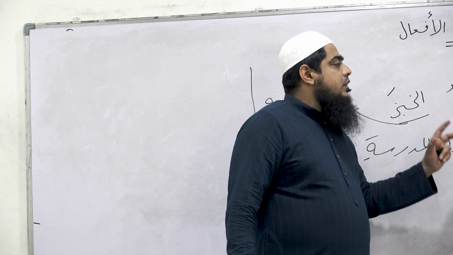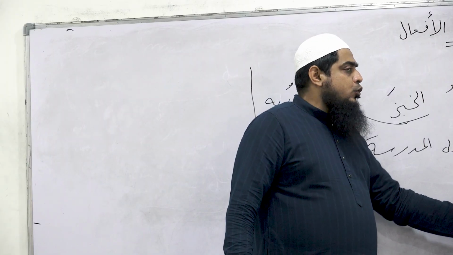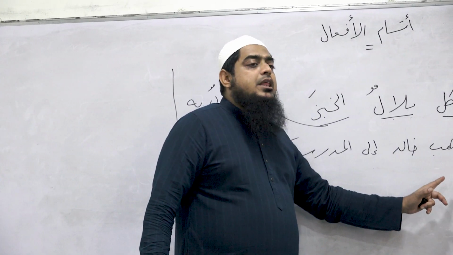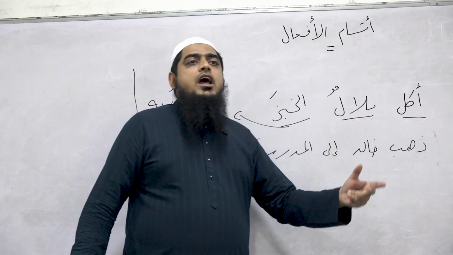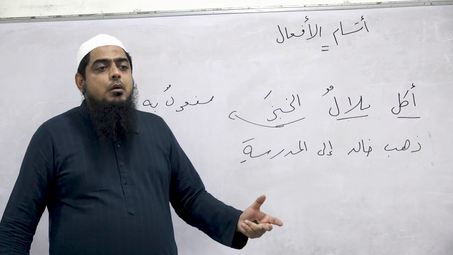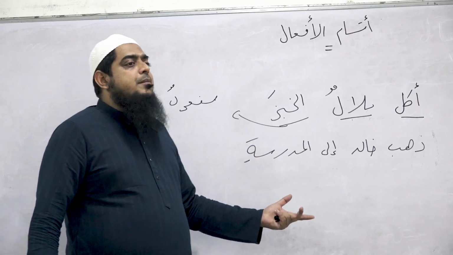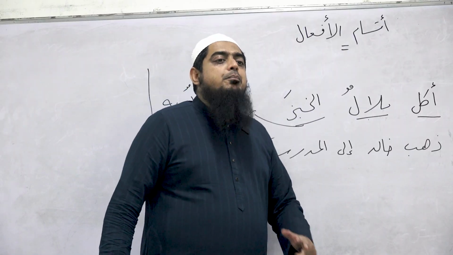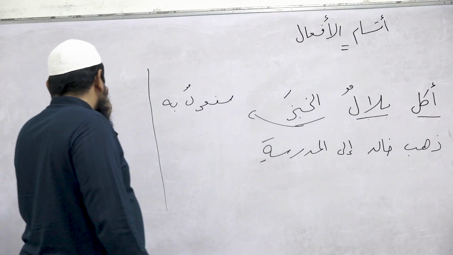Okay? Right now, verb can be classified into 2. One is muta'addi, another is al-fi'l al-lazim. Muta'addi is something which can have maf'ulun bihi. And lazim is something which we can't have maf'ulun bihi. That's it, very simply put.